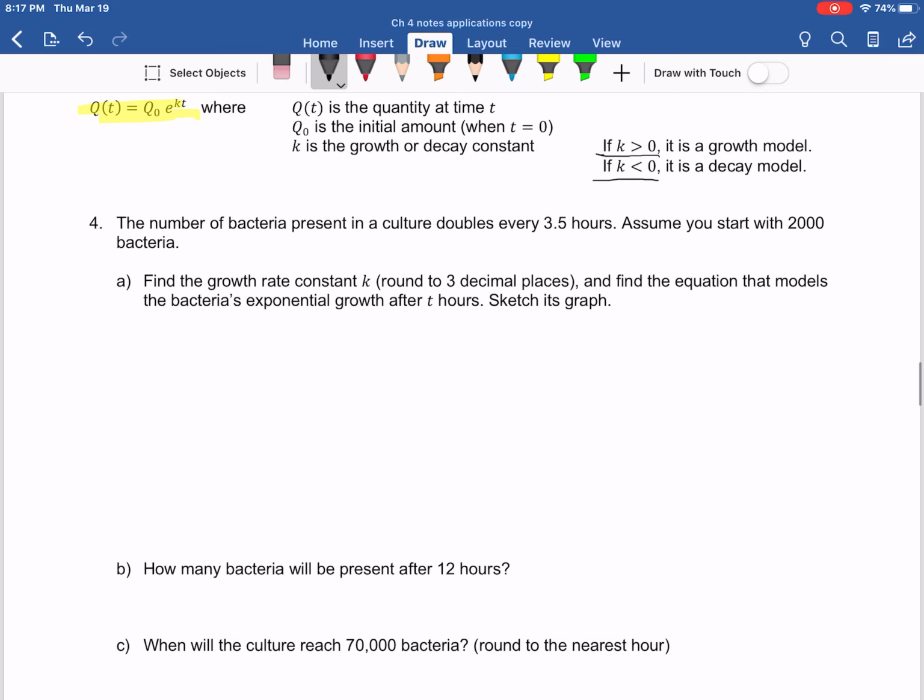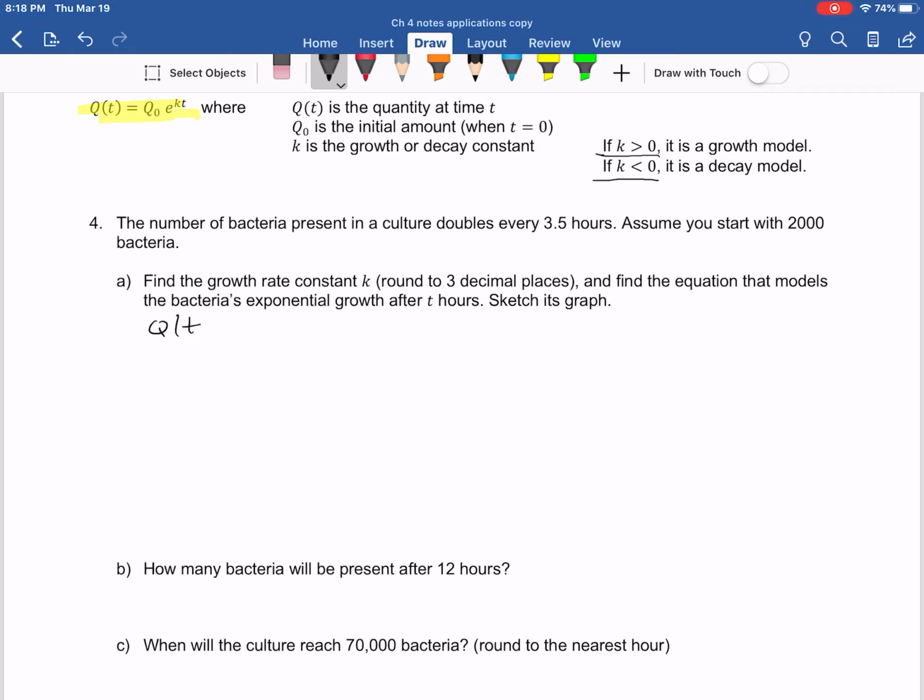In question number 4, we have the number of bacteria in a culture. It's doubling every 3.5 hours. Assume you start with 2,000 bacteria. You have 2,000 bacteria, and so in 3.5 hours, you have twice that. That's 4,000 bacteria. For part A, we're going to find the growth rate constant, which is K, and we're going to figure out the equation that models this bacteria's exponential growth after T hours. T is your variable. And we're going to sketch the graph.